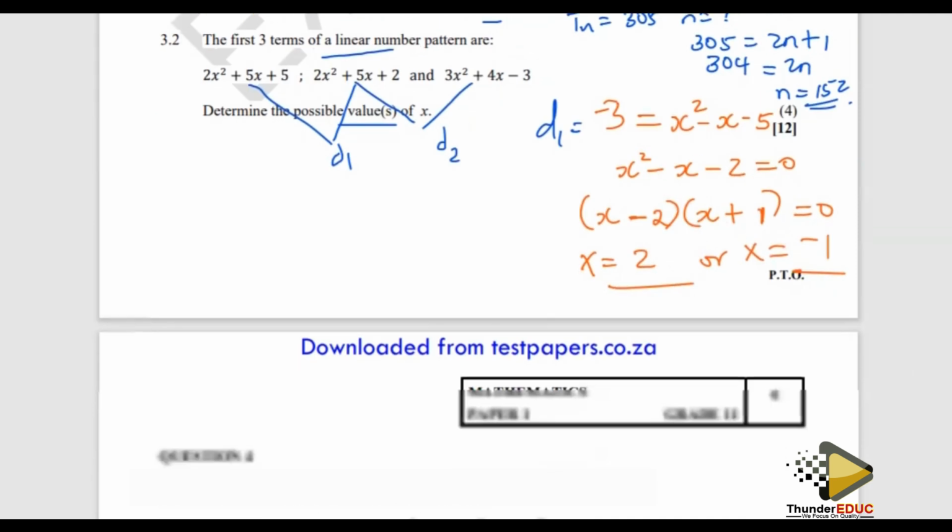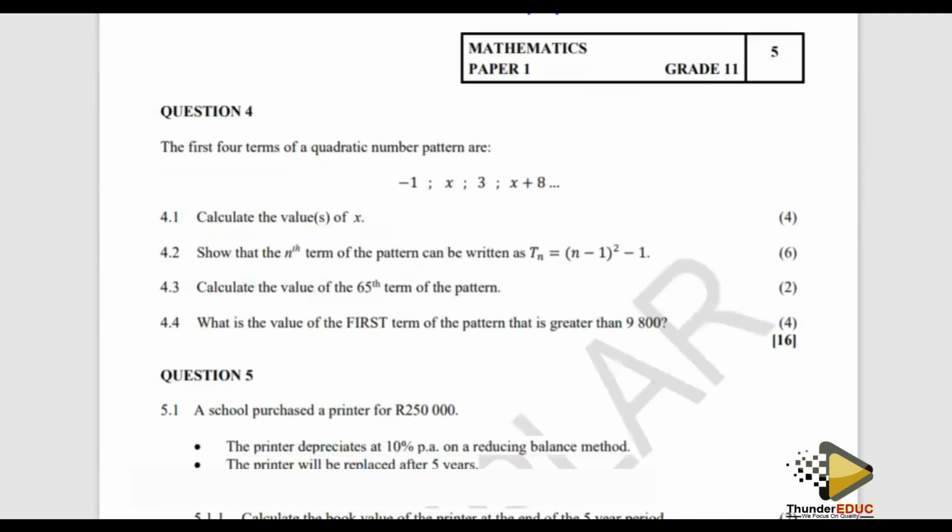Then question number 4, which is the quadratic. They're telling us the first 4 terms of the quadratic are this. Can we calculate the value of x? So one thing we know about a quadratic is that the second difference has to be the same. So we apply that principle in this case. So let's get the first difference. So it's going to be x minus 1, which is x plus 1. When we get this difference, it's 3 minus x. Get that difference, it's going to be x plus 5.